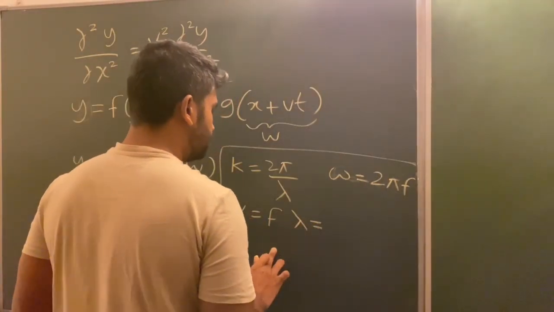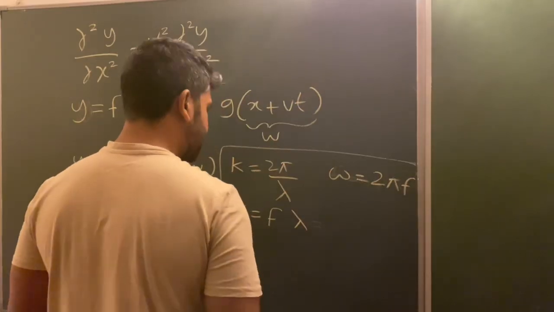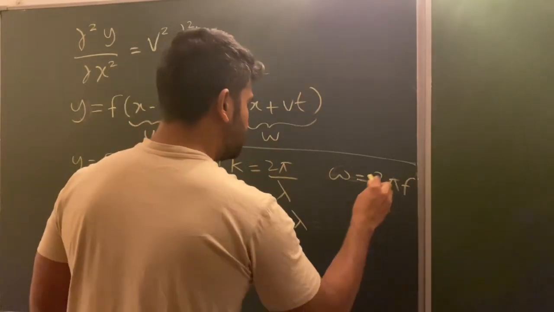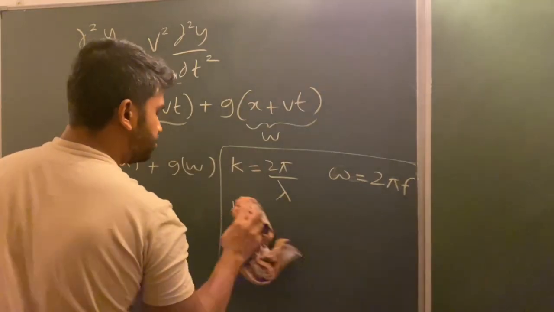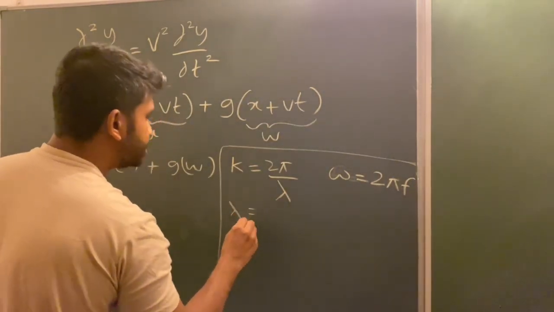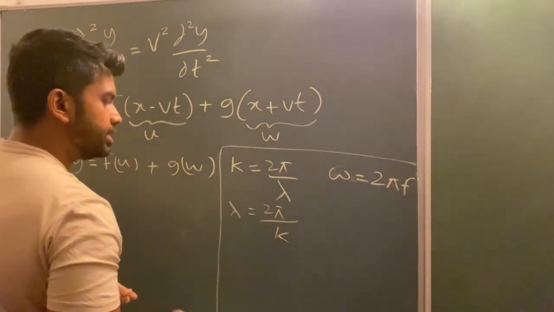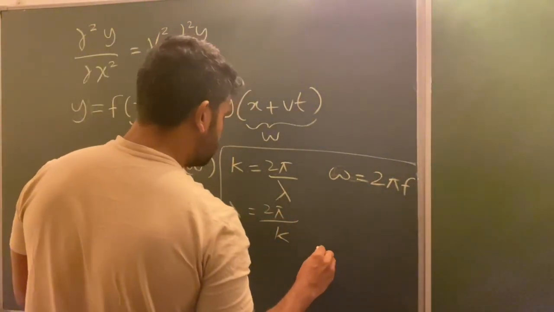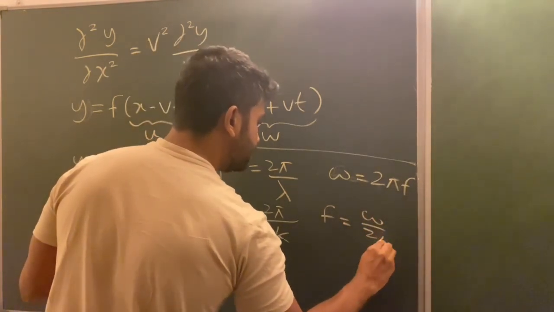So f is now 2, yeah, so here I can say omega. No, let me rearrange a bit. So when I rearrange them, I will end up with lambda, in terms of k, I can write 2 pi over k, right? And here f in terms of omega is omega over 2 pi, right?